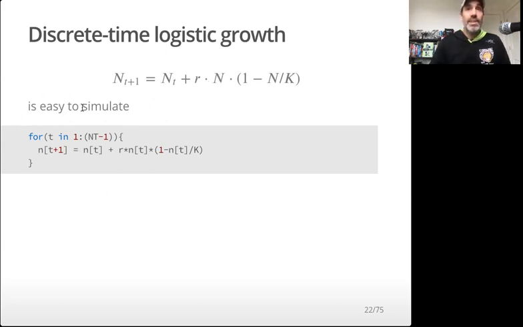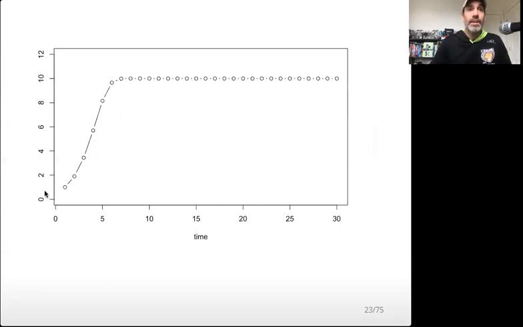Cool. This is a model that's easy to simulate. So we set up a loop: N of t plus one equals N of t plus r times N times (1 minus N over k). If I simulate this forward, it starts at its initial condition, N zero, and initially grows exponentially, but then the growth rate declines as the population goes up, and it eventually asymptotes to some value. That value is k, which is often known as the carrying capacity of a system, because it corresponds to that steady state solution.